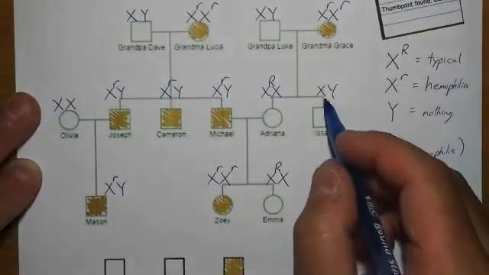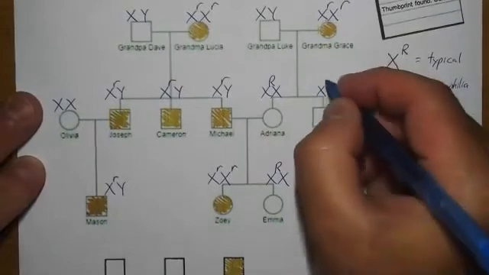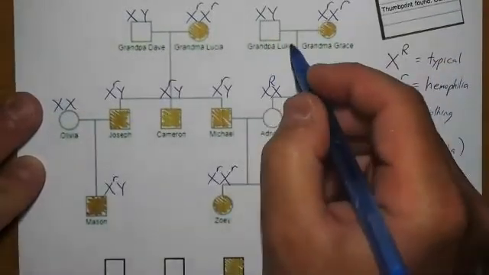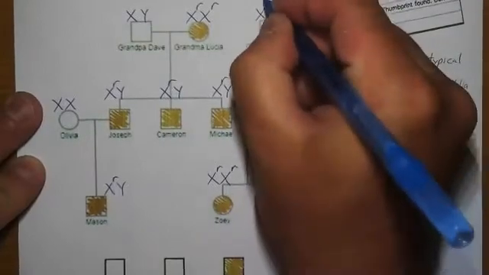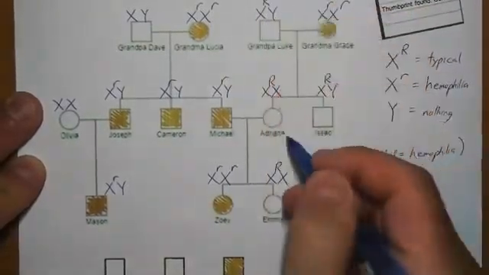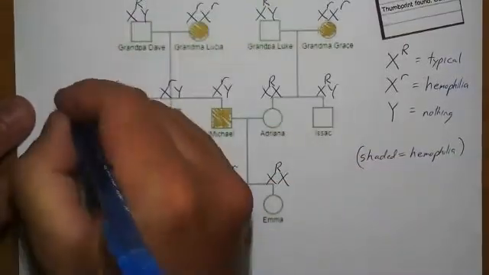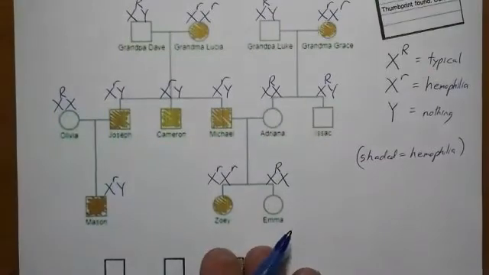Isaac, since he's a boy and he only has one X, that one X has to be a capital. Same thing with Grandpa Luke. He's not shaded, so that means his X has a capital and the Y has nothing. Same thing with Grandpa Dave. His must be a capital. And Olivia has one capital, but we don't know what the second one is.